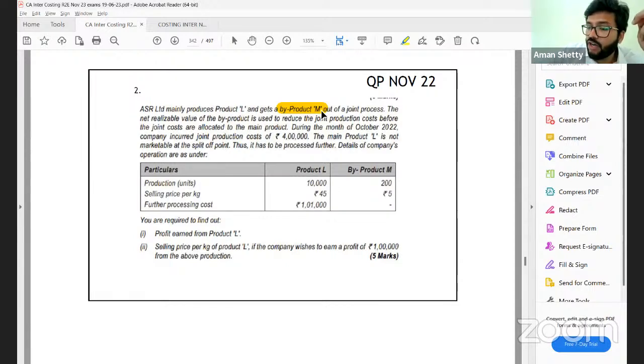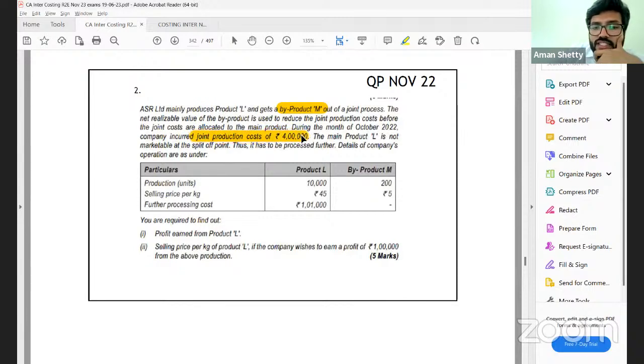Treatment of byproduct cost. Remember, the sale value of the byproduct will be reduced from the total joint cost. That's what they have written here. During the month of October 22, the company incurred joint production cost of rupees 4 lakh. So joint cost is 4 lakh.